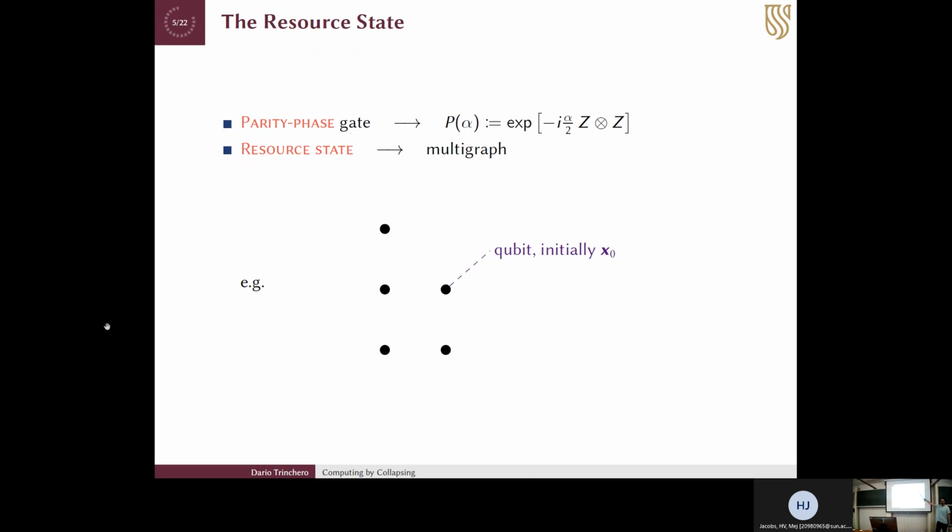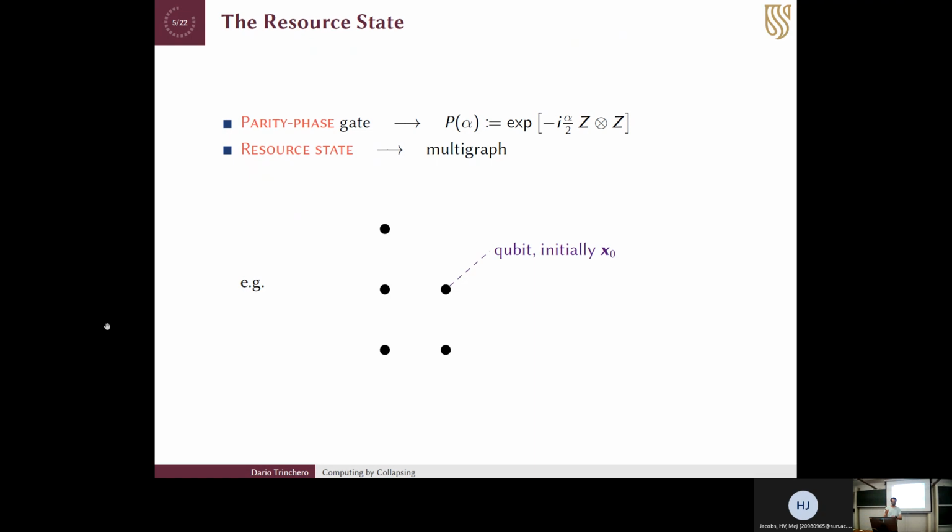This is the gate that we're going to use to entangle our qubits. It's called the parity phase gate. It's dependent on this parameter alpha. We're only ever going to use alpha equals pi over 2 and pi over 4. Our resource state we're going to draw as a graph. The vertices of the graph are going to be qubits, or represent qubits, and they're all initially going to be prepared in the same state, x0, or plus if you know Dirac notation.